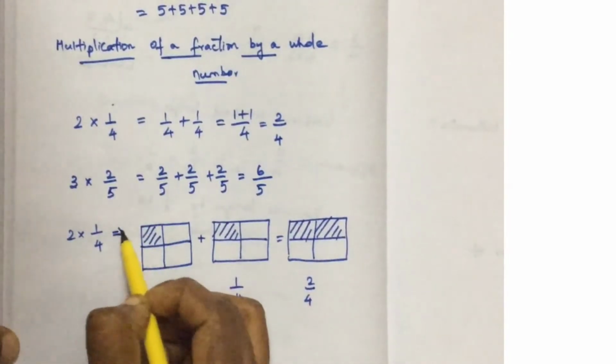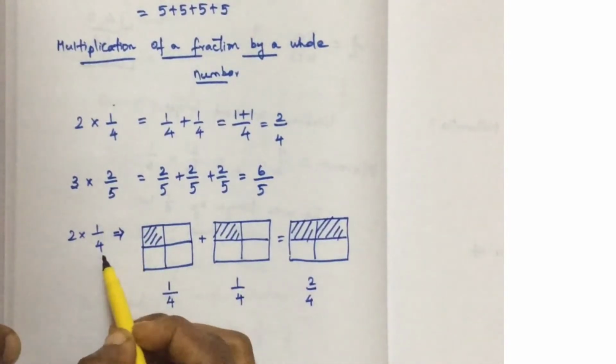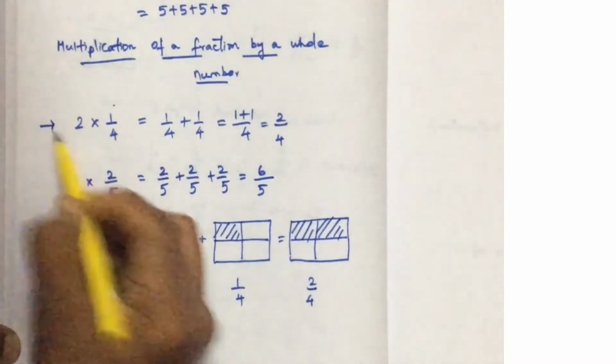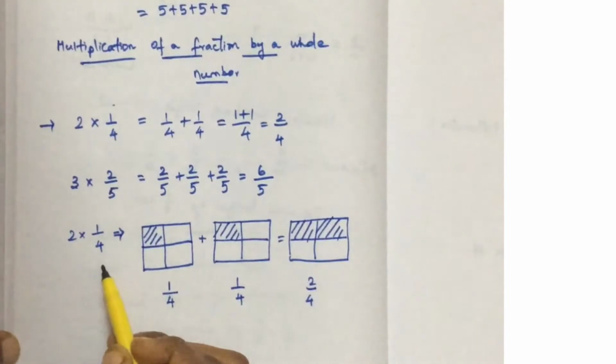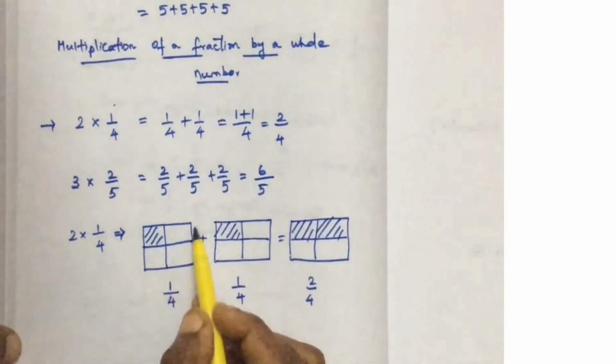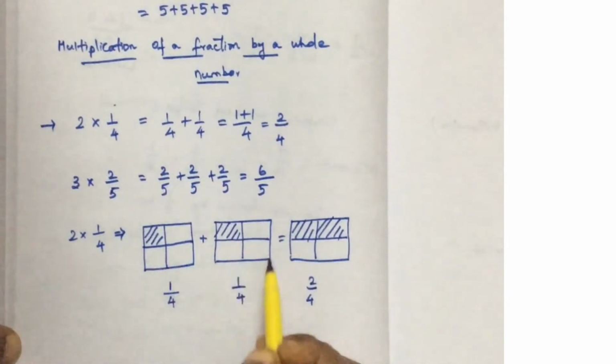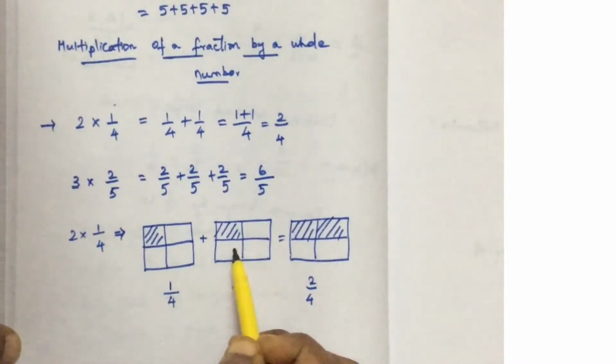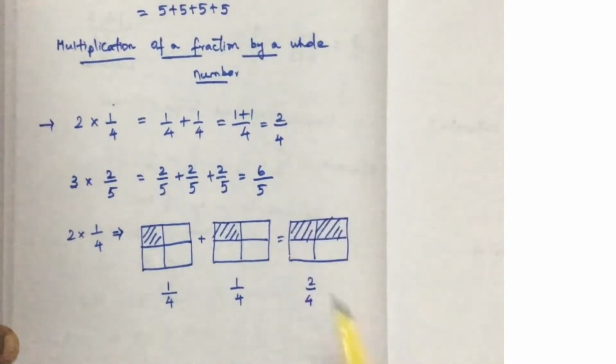How? Here it is 1 by 4, and you have to add 1 by 4 twice. So this is for 1 by 4, this is for 1 by 4. When you add this, the result is 2 by 4. So here there are 4 parts, and I am shading 2 parts.